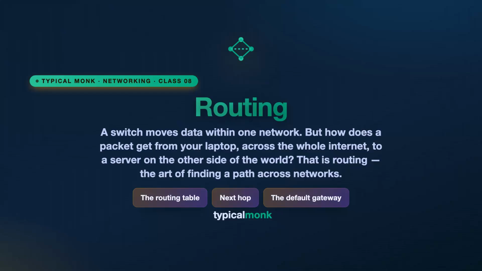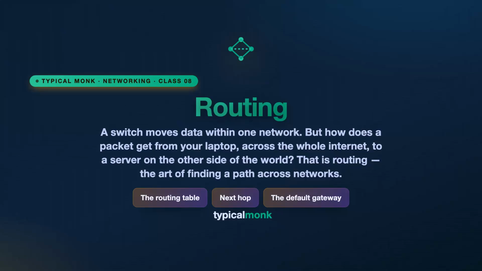Routing is how packets travel between different networks, hopping from router to router across the world until they arrive at their destination. And the beautiful part is that no single device knows the entire path. Each router along the way makes just one simple decision, which way is one step closer, and from that repeated local decision, made millions of times across millions of routers, packets find their way across the entire internet.